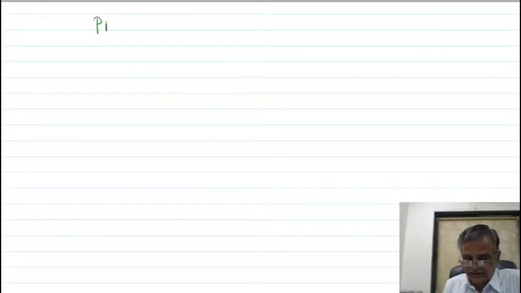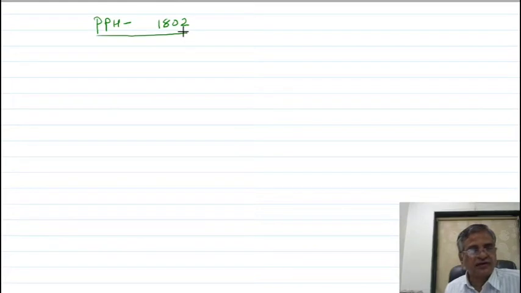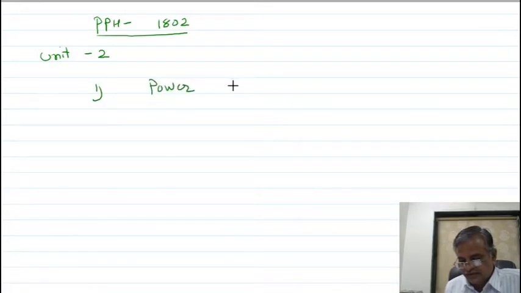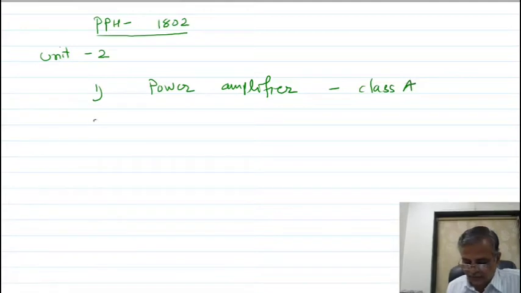You have a syllabus, and in the syllabus the paper PPH 1802 is Analog Electronics. From this I'll take unit 2. Unit 2 will be covered by me. In unit 2 I will discuss transistor power amplifiers: class A, meaning I will discuss the class A power amplifier.